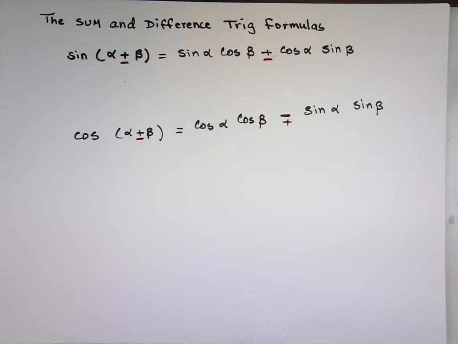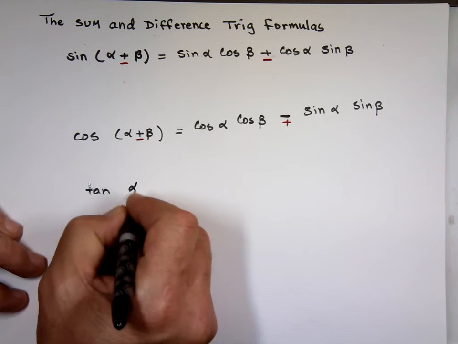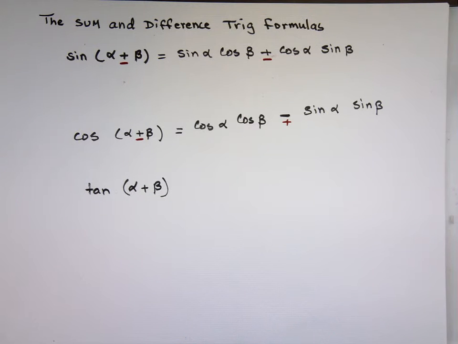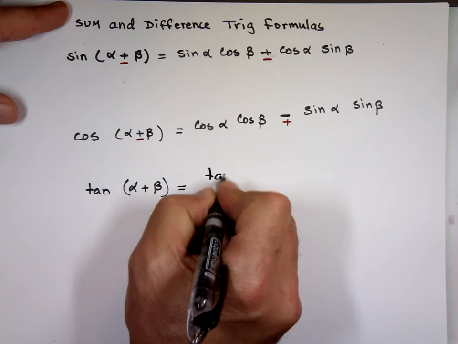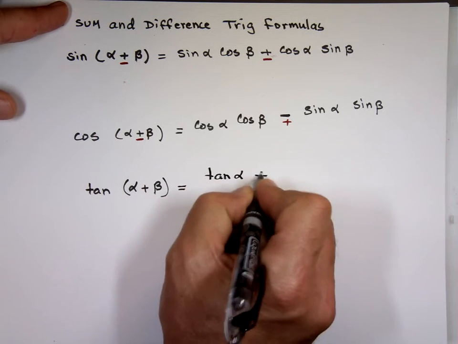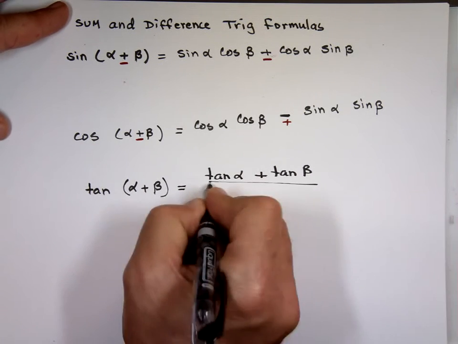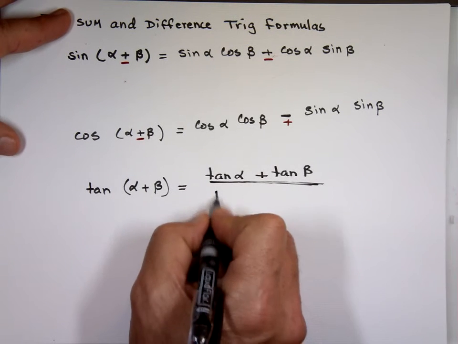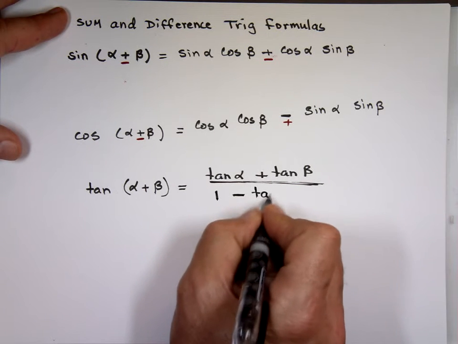What about the tangent? Tangent alpha plus beta is equal to tangent alpha plus tangent beta over 1 minus tangent alpha tangent beta.